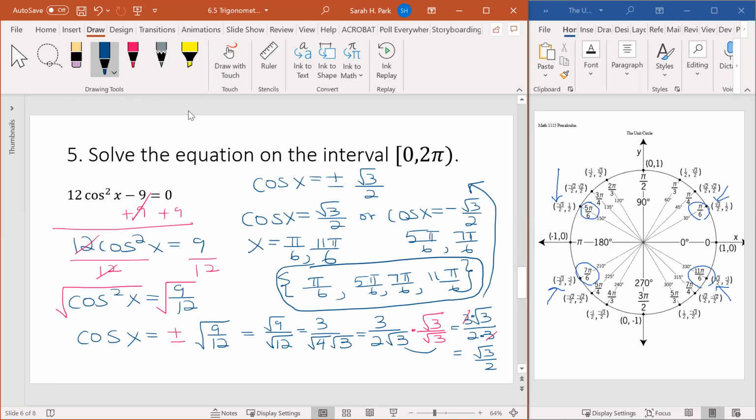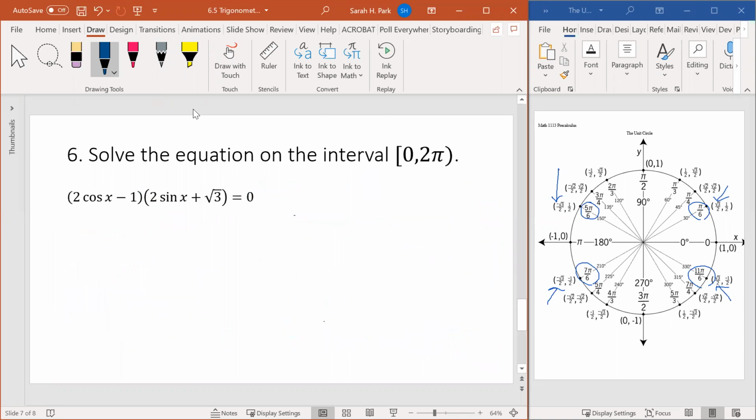Okay, let's take a look at another problem where it's not in quadratic form. Here it's asking us to solve the equation (2 cosine of x minus 1)(2 sine of x plus root 3) equals 0. The nice thing about this problem is that the factoring is done for us. And so we can just set each of the factors equal to 0. So 2 cosine of x minus 1 equal to 0, and also 2 sine of x plus square root of 3 equals 0.